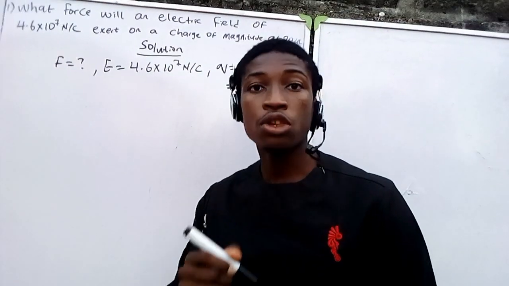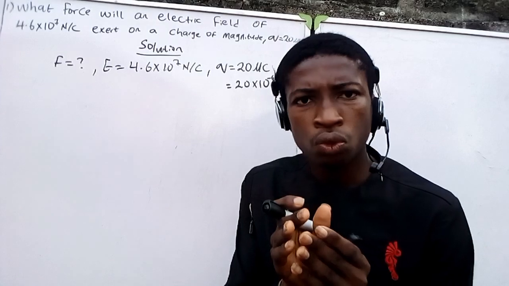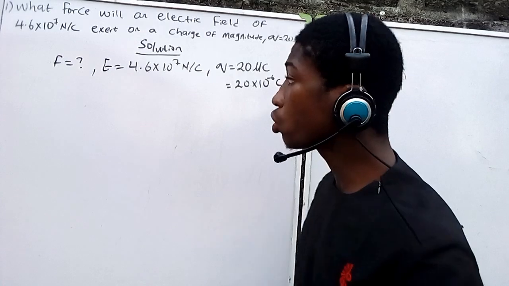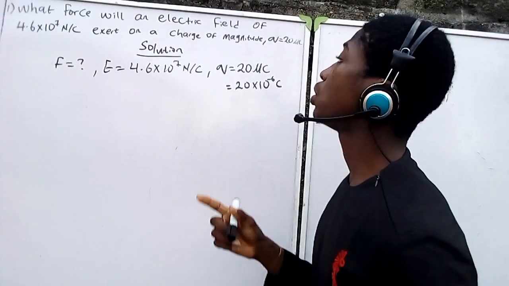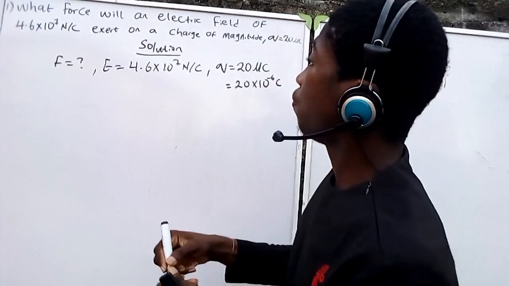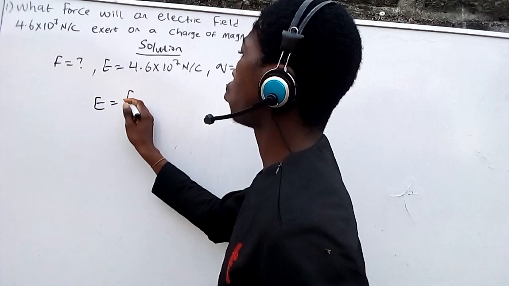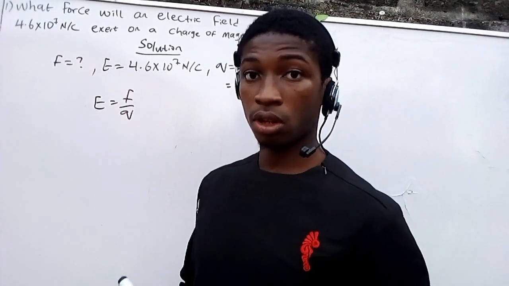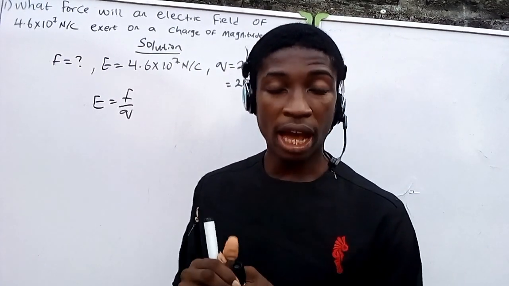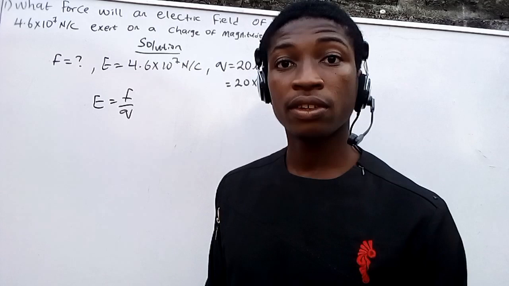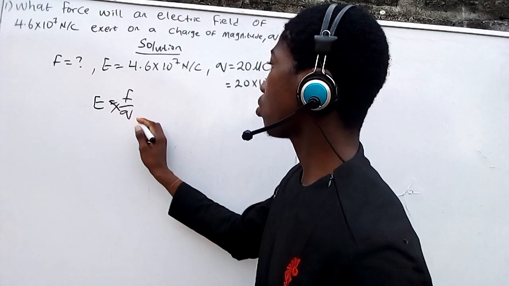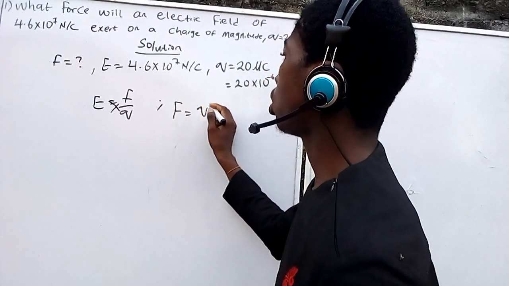Perfect. Now you find an equation that relates the quantities together. So I want to find an equation that relates force with electric field and charge. And the equation is the formula for electric field itself. Electric field is equal to force over charge. Now we are asked to find the force. The next step is to make the quantity we are asked to find the subject of the formula. How do we do that? We cross multiply, and we find that force is equal to charge times the electric field.